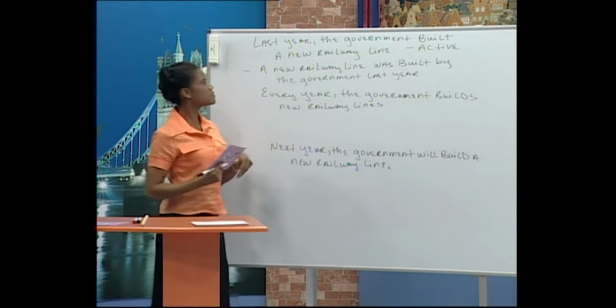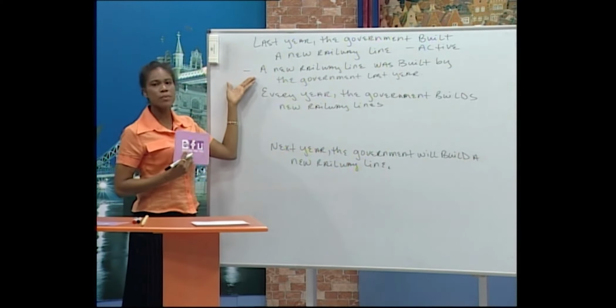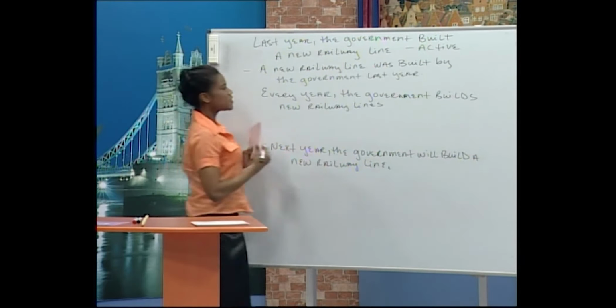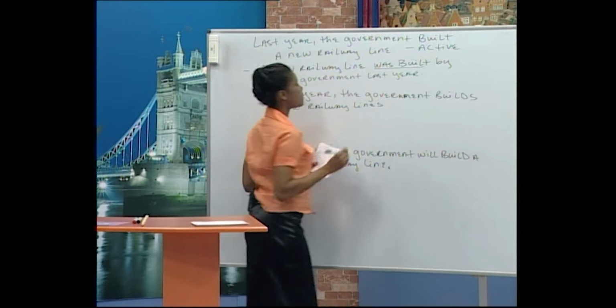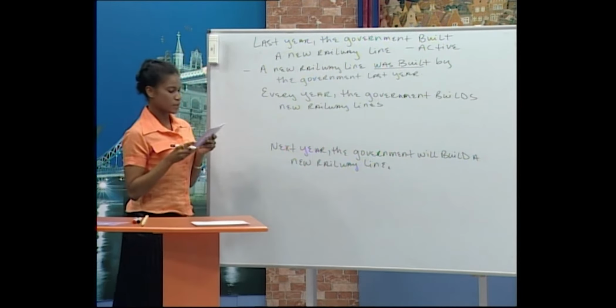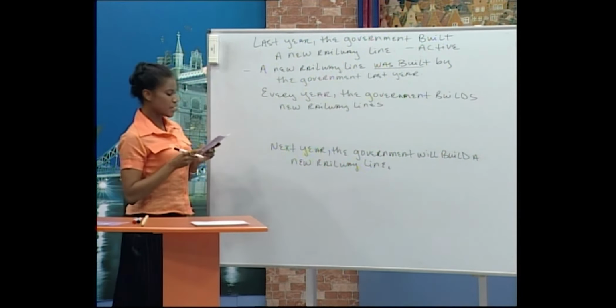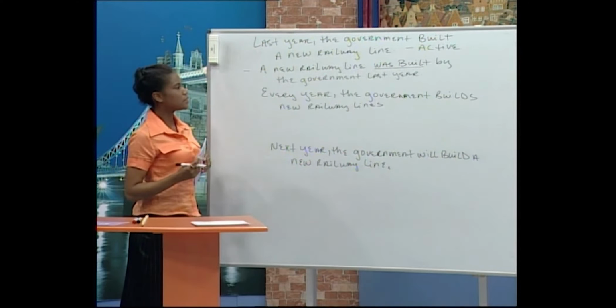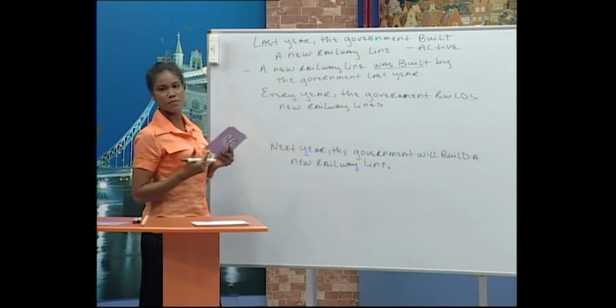Okay, so our passive sentence is a new railway line was built by the government last year. Okay, can you put last year at the beginning? Yes, of course. Last year, a new railway line was built by the government. Yes, it's the same sentence.